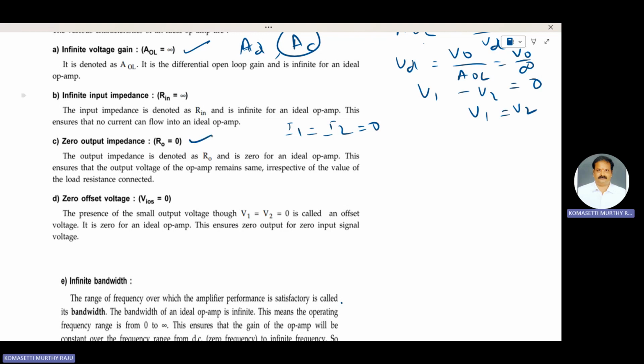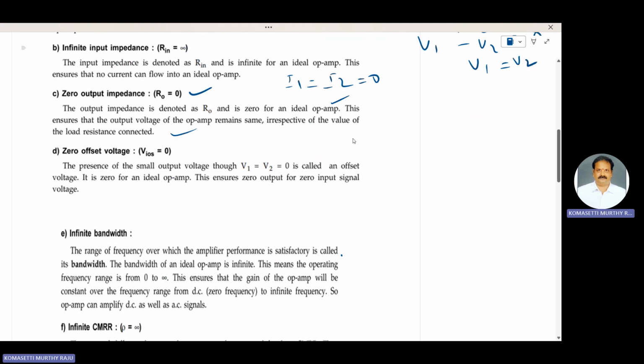Zero output impedance. R0 is 0. The output impedance is denoted as R0 and is 0 for an ideal op-amp. This ensures that the output voltage of the op-amp remains the same irrespective of the value of the load resistance considered. As the load resistance changes, the output voltage remains constant.